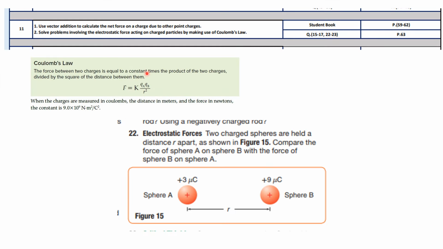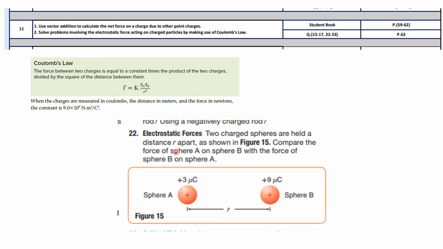Moving on, so I guess here we are talking about the electrostatic force and Coulomb's law. So use vector addition to calculate the net force on a charge due to other point charges, and solve equations regarding that, or Coulomb's law. So again, Coulomb's law is about F, which is in Newton, equal to K, Coulomb's constant, multiplied by the first charge by the second charge, QA QB, over R square, over the distance square. So here is this example.